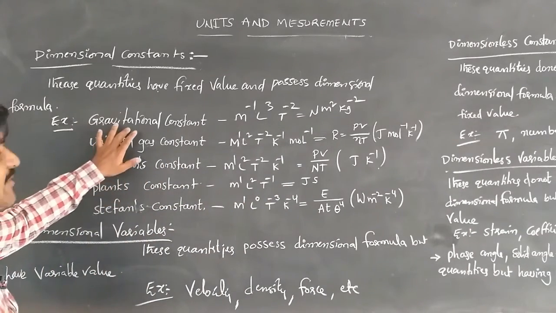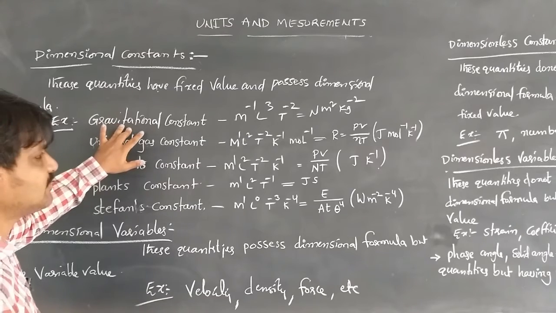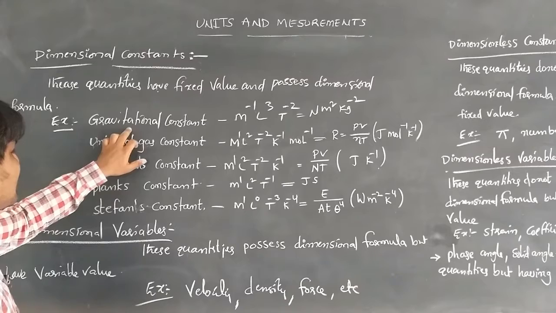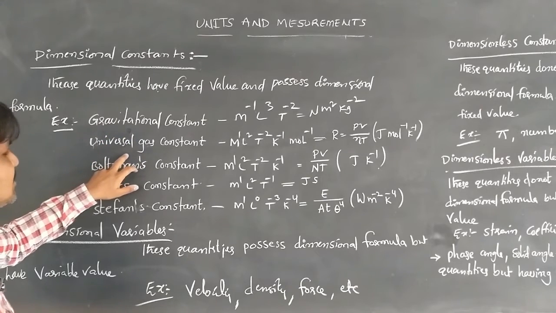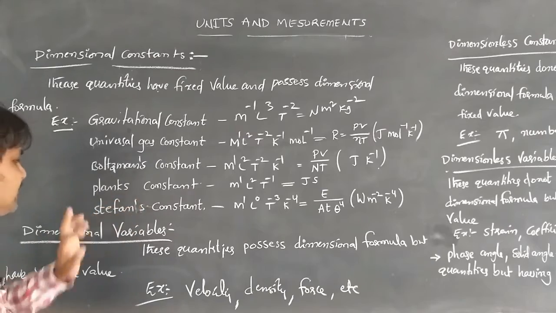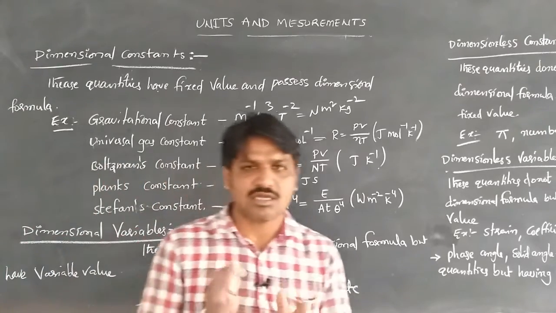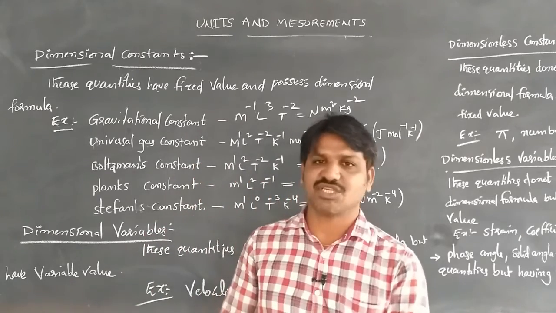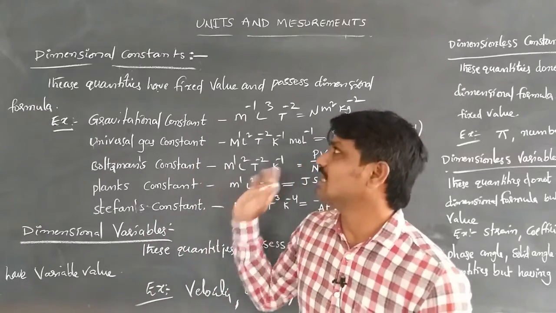So the gravitational constant is fixed for all the units. Whenever we use the gravitational constant, the number will be the same. The universal gas constant is also the same, the Boltzmann constant value is also the same, Planck's constant, Stefan's constant. Those are constant values possessed by physical quantities, but they have a dimensional formula. That is about a dimensional constant.